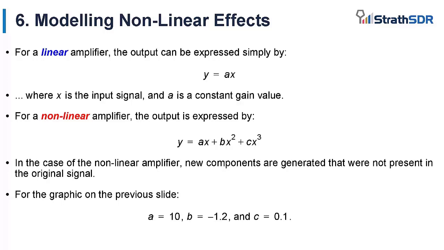Mathematically, for a linear amplifier, the output Y can be expressed simply as AX, where X is the input signal and A is a constant gain value. However, for a non-linear amplifier, there are also some higher order terms. For example, with second and third order terms, the output Y is AX plus BX squared plus CX cubed. That means that additional components are generated that are not part of the original signal. In this example, we have a value of A is 10, B is negative 1.2, and C is 0.1.